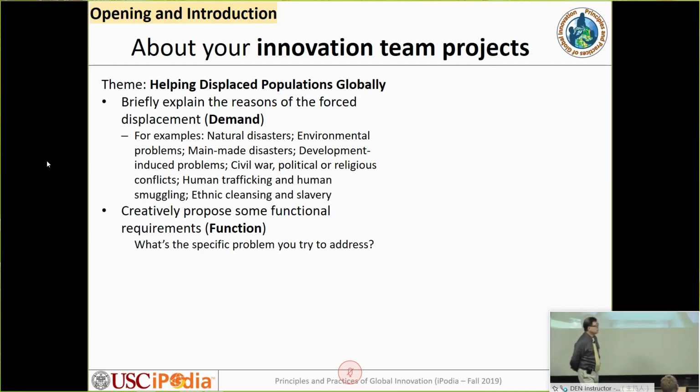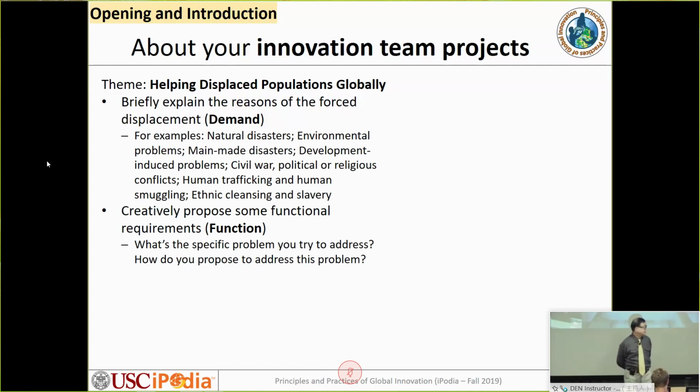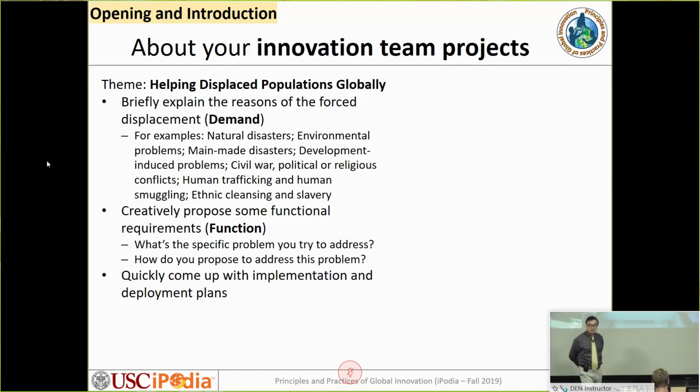Okay. So in terms of proposing your solution, I want you to be specific about what the problem you want to address and how do you propose to address this problem. So basically, this is a question of what do you want to do, how do you do that, right? Then the last step is I want you to take quick action. I want you to quickly come up with the implementation and development plan.